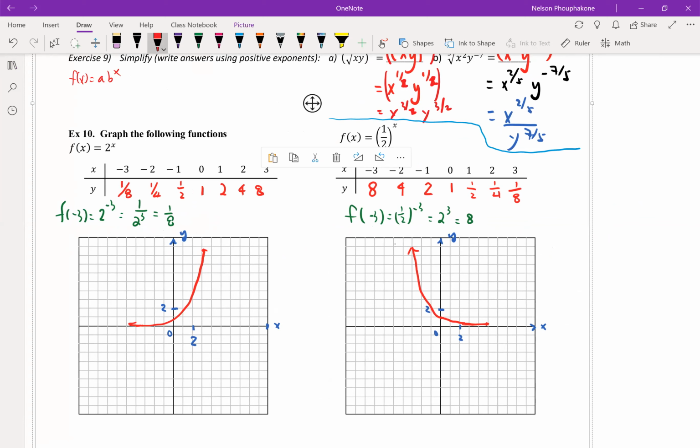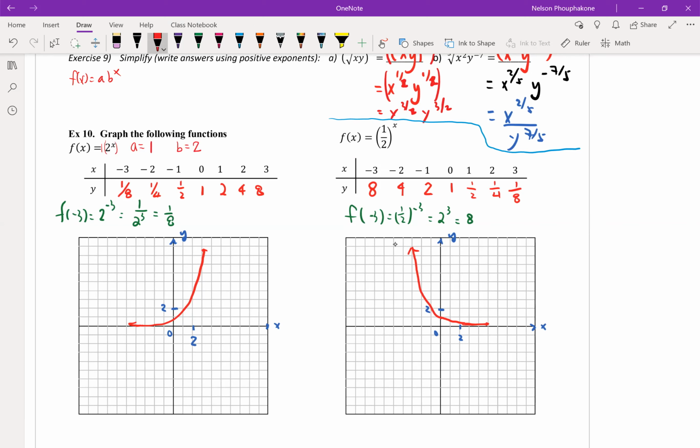Now let's see this example right here. I have f of x equal to 2 to the x. From here, I would like you to try to identify what is a and what is b. Okay, so now let's check it out. If I have 2 to the x, it means that I have 1 times 2 to the x. So in this case, a is equal to 1 and b must be 2.